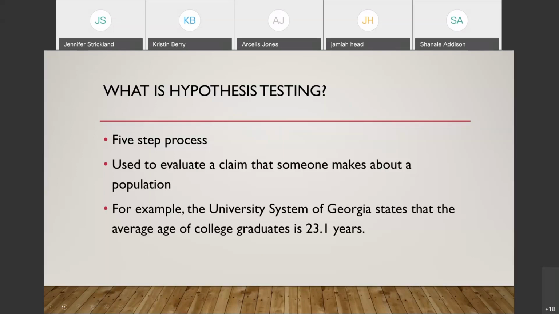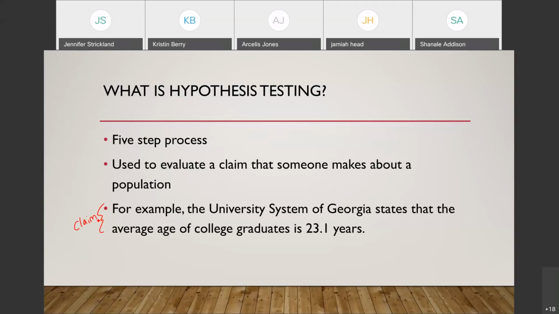All right, so this is a claim. It says, the University System of Georgia states that the average age of college graduates is 23.1 years. So that's what they're claiming to be true. And then our job is going to be to come in and say, yeah, I agree with that, or no, I don't. So that's where we're heading with this. We're going to evaluate that claim, decide whether we agree or disagree.